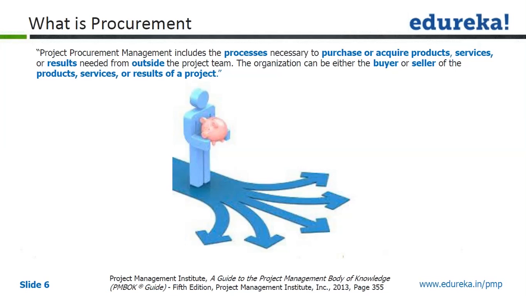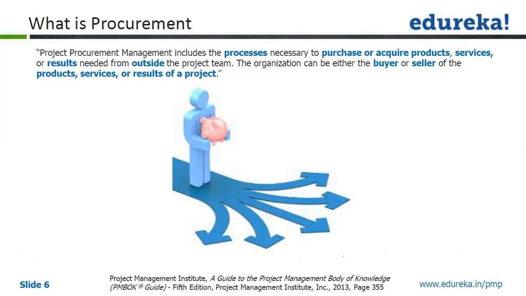So project procurement management includes the processes necessary to purchase or acquire products, services, or results needed from outside the project. So the organization can be either buyer or seller of the product, services or result of a process. Usually when we talk about procurement, you will be the buyer and you will be analyzing the sellers and so on.